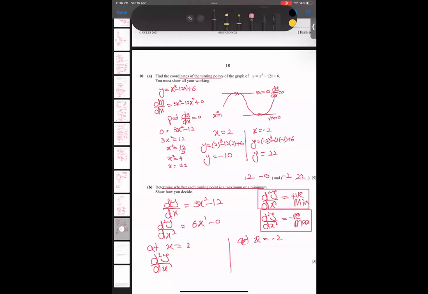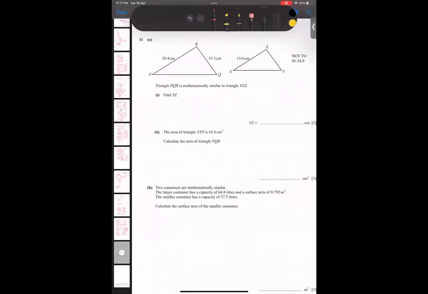Okay, so now plug in 2 there: 6 times 2 is 12, it becomes positive. So it's called a point of minima. And when I plug into the second derivative 6 times -2, I get -12, because it is negative, it is called a point of maxima. So alhamdulillah, this point is also clear.